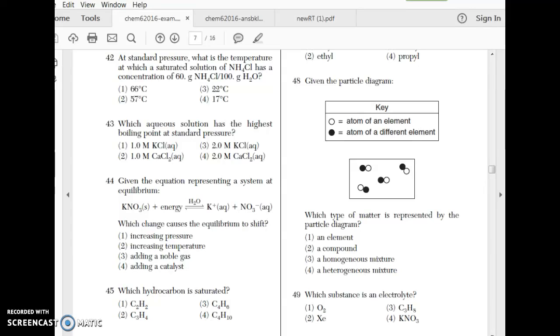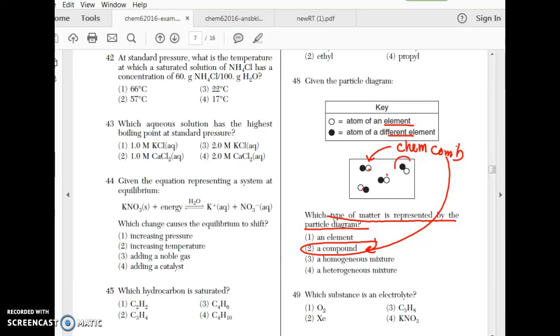Choice 48, what type of matter is represented by the particle diagram? Well, notice we have 2 different elements that are touching, meaning they are chemically combined. And that, by definition, makes you a compound. Notice that all of these molecules are identical to each other, so this is a pure substance, but it's not an element, it is, again, a compound.